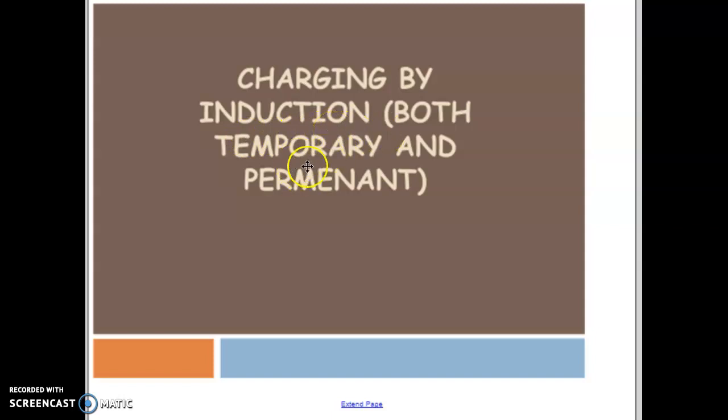And there are 2 types of inductions that can occur. Charging by induction using temporary charges, so meaning the charge doesn't stay. It's kind of like a temporary positive or negative charge, and then it goes back to neutral, or causing a permanent charge. So induction can be used for both temporary and permanent situations.